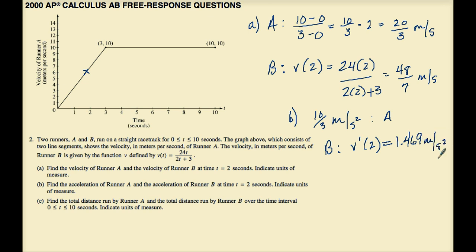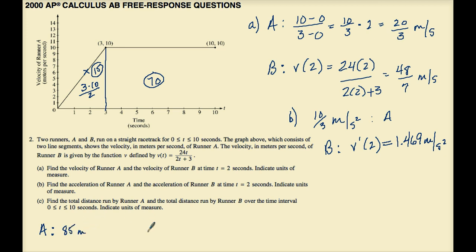Letter C. Find the total distance run by runner A and the total distance run by runner B over the time interval 0 less than or equal to t less than or equal to 10 seconds. Indicate units of measure. Well, since this is the graph of the velocity of runner A, finding the area under this curve will give us his total distance traveled. So let's start with this triangle. The base is 3, the height is 10, so this will be 3 times 10 over 2, which is a total area of 15. Then for the rectangle, the length is 7 and the height is 10, so 70 is the area of the rectangle. Therefore, runner A traveled a total distance of 85 meters.